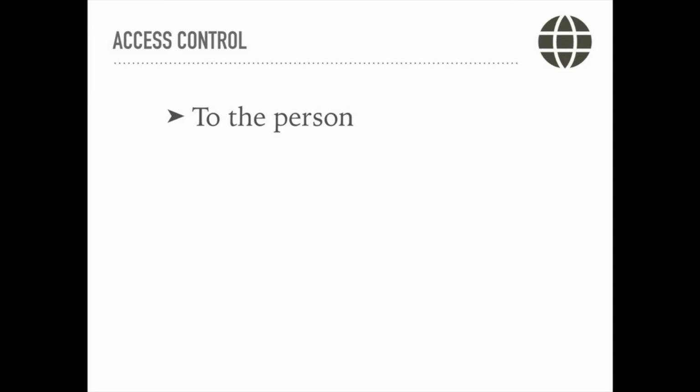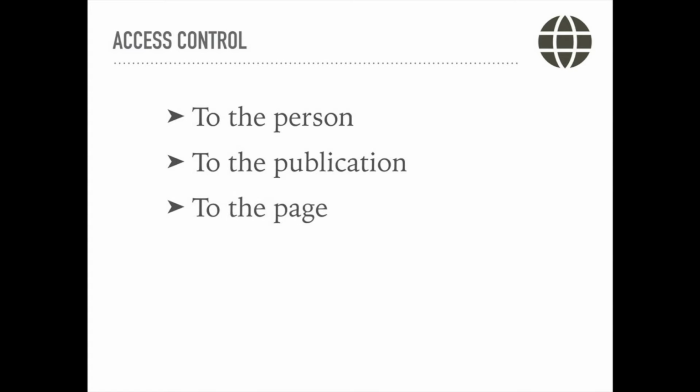So it can be limited down to the person. It could be limited to the publication. It could be limited to the page or the section or the chapter within that publication. It could be limited to the place that publication is appearing. So it could be on certain websites, certain people can see certain pages. The access control would work like that. And also it could be time-based. So to the minute or to the second, you could say these people have access to these publications on these sites for this amount of time.